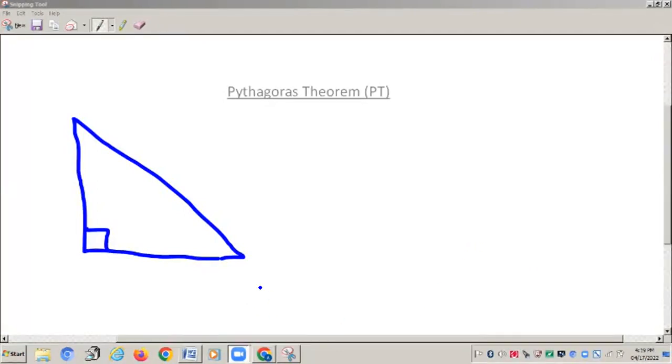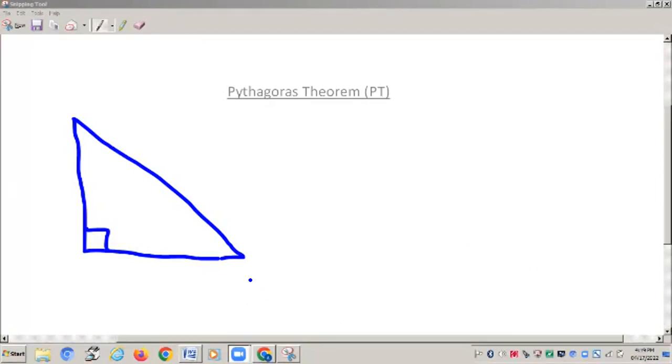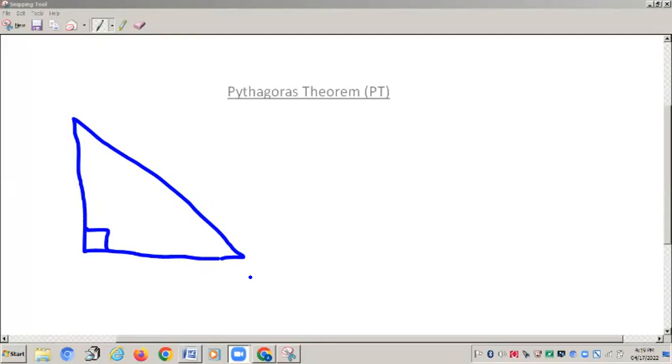All right. So this is a right angle triangle. And typically every right angle triangle must have a 90-degree angle. So if it doesn't have a 90-degree angle in it, it's not called a right angle triangle. It's either an isosceles, a scalene, obtuse, reflex, or equilateral triangle.